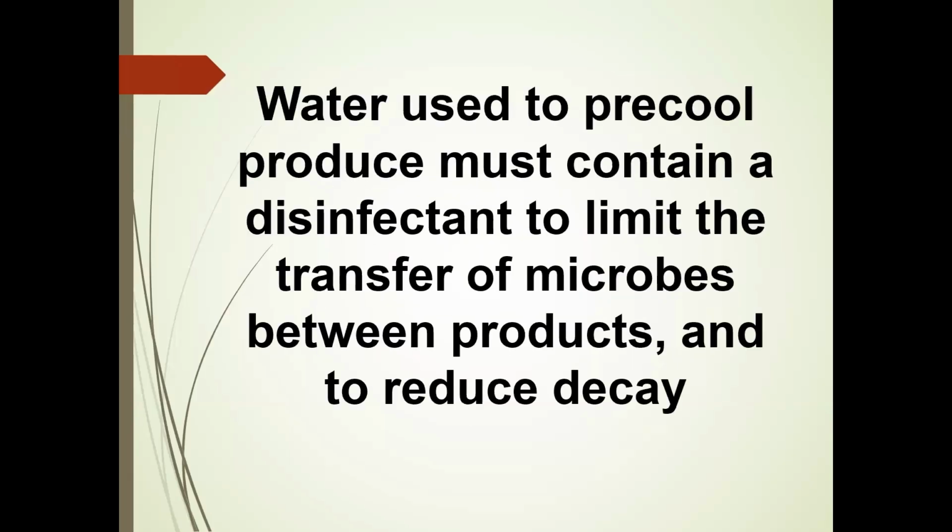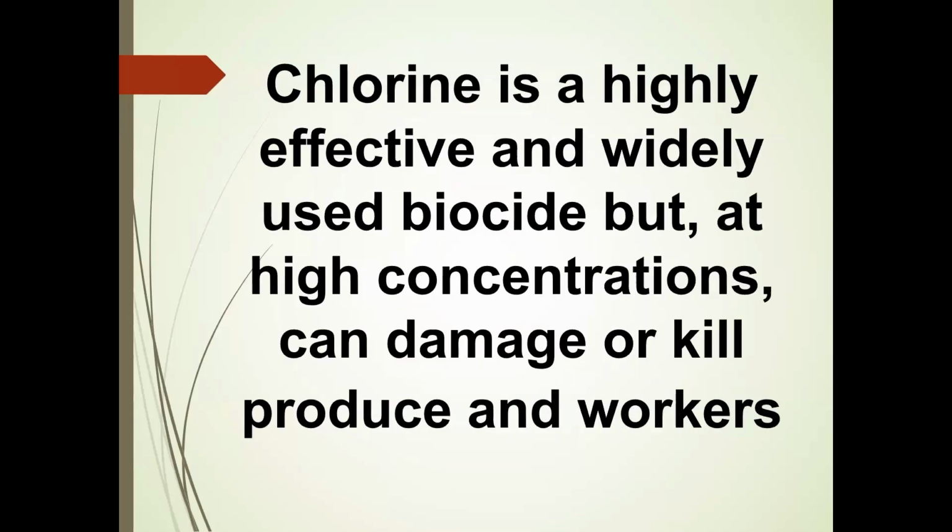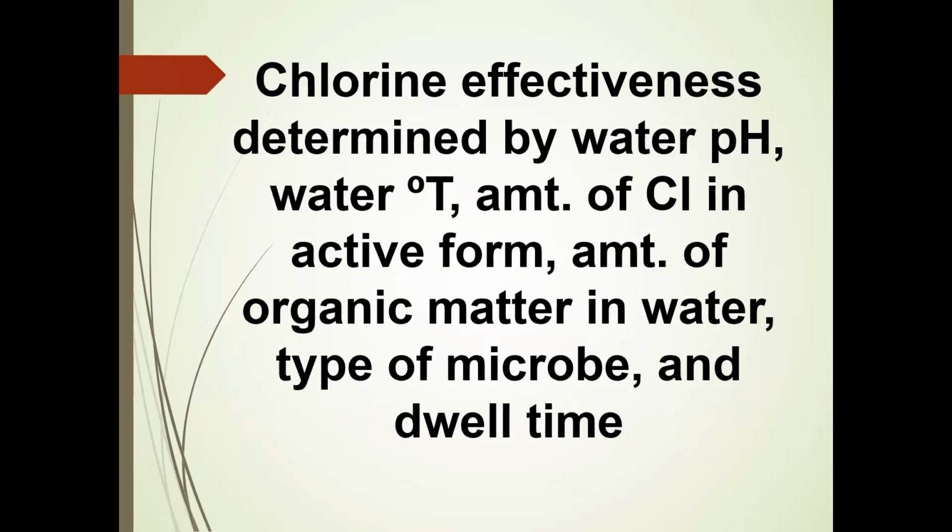Summary points. Water used to pre-cool produce must contain a disinfectant to limit the transfer of microbes between products and to reduce decay. 4 disinfectants are commonly used in hydrocooler systems: chlorine, chlorine dioxide, ozone, and peroxyacetic acid. Chlorine is a highly effective and widely used biocide, but at high concentrations can damage or kill produce and workers.